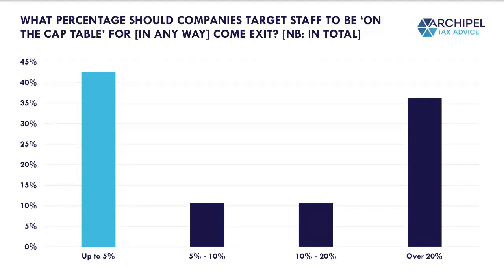But you got to be bold. So I asked, what percentage should companies target staff to be on the cap table for come the exit? And I see that up to 5% is the most often given answer, and then over 20% comes in second.